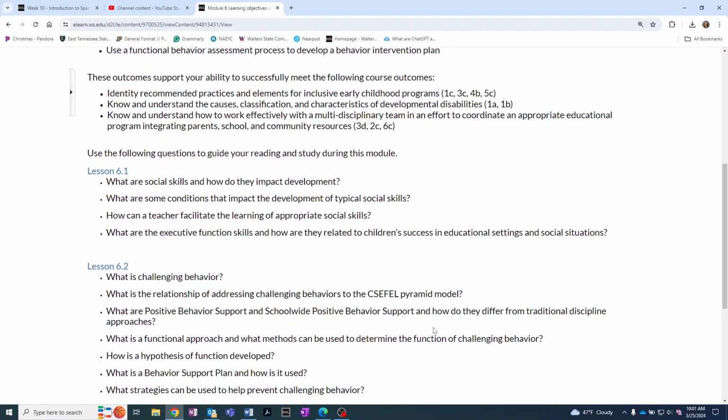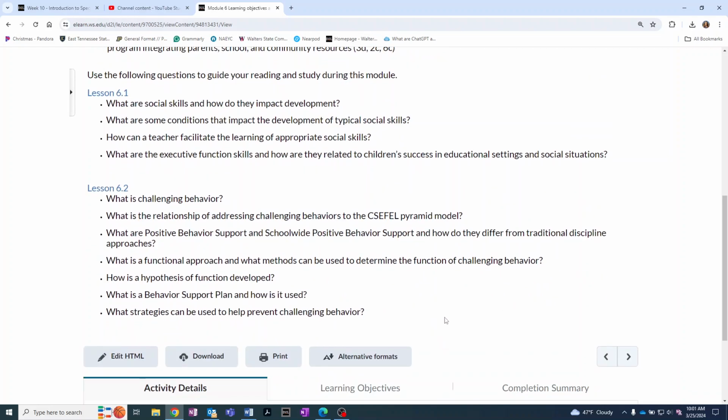Okay, so some questions to think about for the first lesson are really going back to those social skills. What are they and how do they impact development? What are some conditions that impact the development of typical social skills? And then also, as a teacher, right, how do you facilitate the learning of appropriate social skills? Where are these embedded?